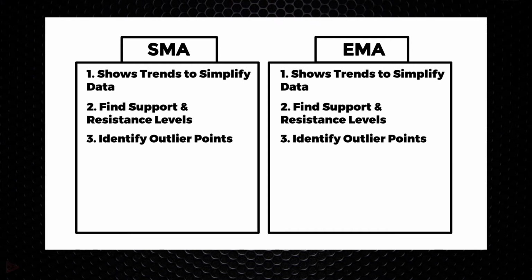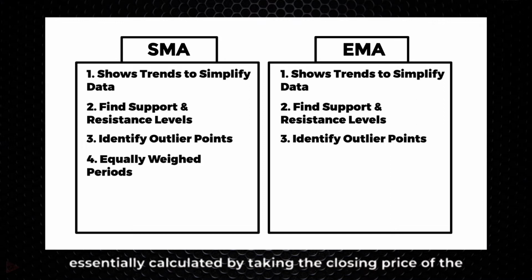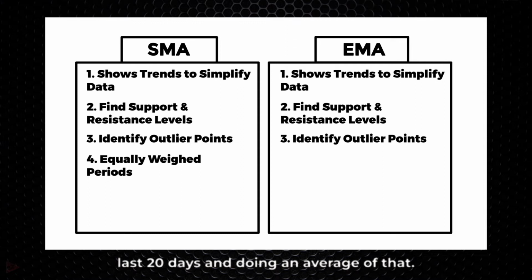So the first type of moving average is the simple moving average, which essentially gives an equal weight to every single period. So if you have the 20 moving average, it's essentially calculated by taking the closing price of the last 20 days and doing an average of that.